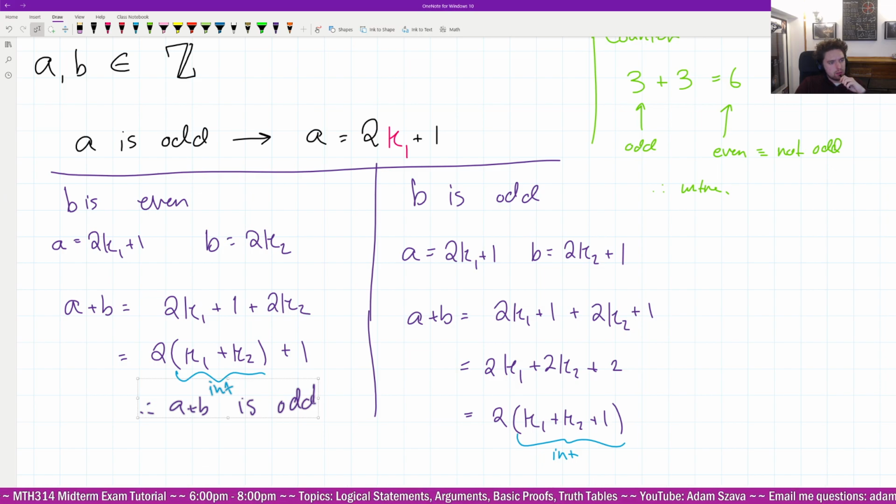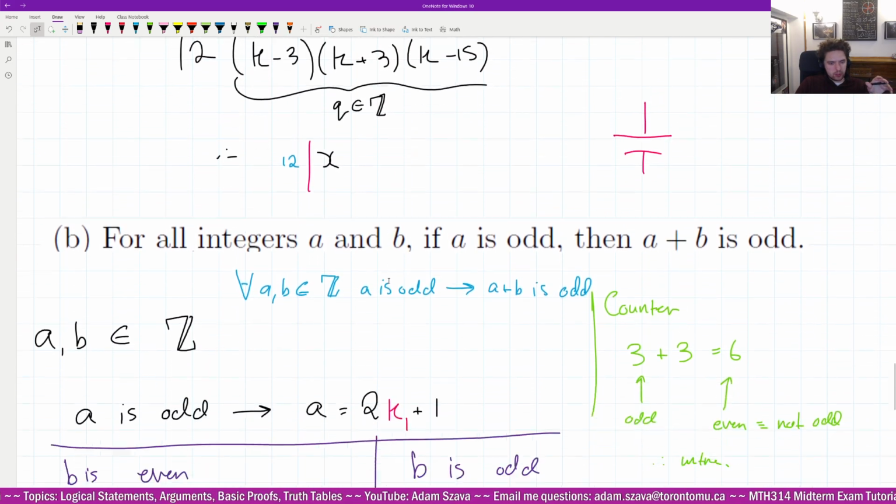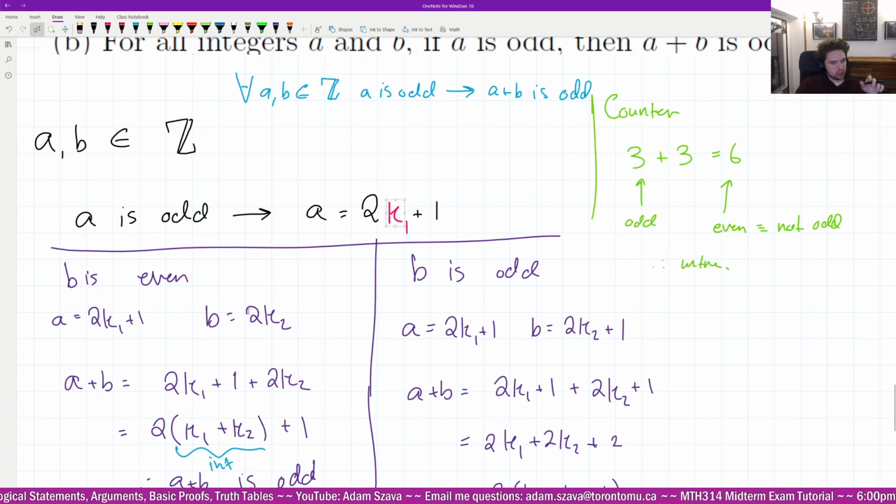I don't think you can use if and only if here. So there's this question about the k1, k2, right? k1, k2 are just arbitrary integers. That's the whole point of saying that b is even. It's 2 times some integer. That is by definition even, right? Because it's divisible by 2.